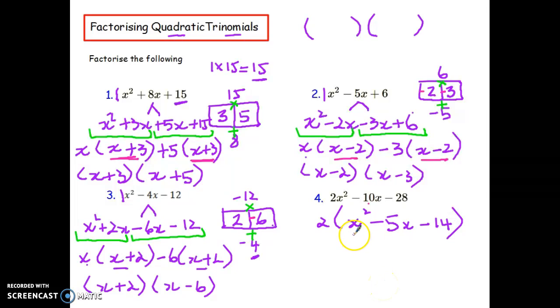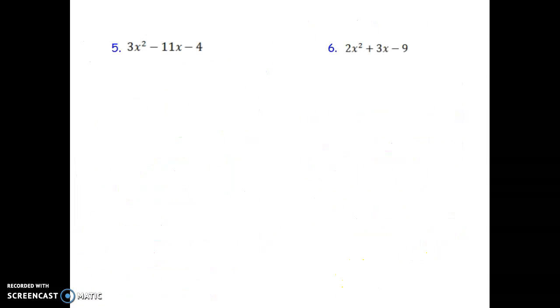And now I would factorise this part just as I have these other ones. And I'm not going to do that one for you. You could pause the video and have a try at that yourself. Let's have a look and see what we do if the coefficient of x squared is not a 1. I've got a 3x squared and I've got a 2x squared on these ones. It's exactly the same process as we did on the previous slide.